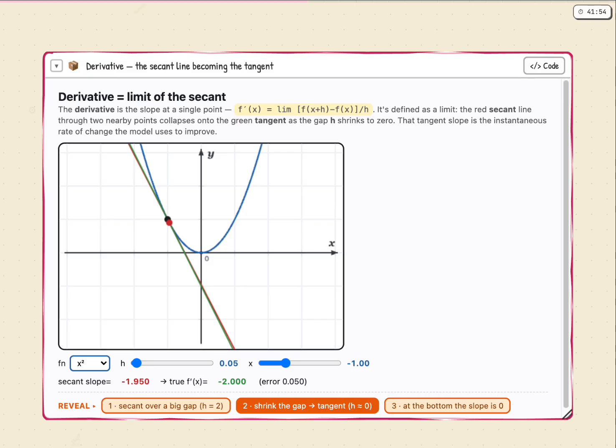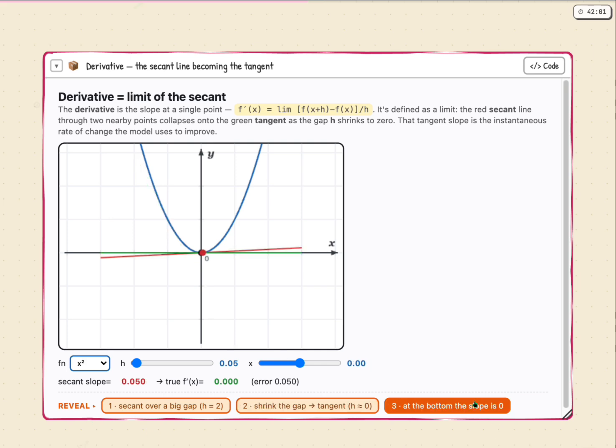That is the derivative, written f prime of x. It's defined as a limit. The limit of that rise over run as the gap shrinks to nothing. Now slide x along the curve with me.